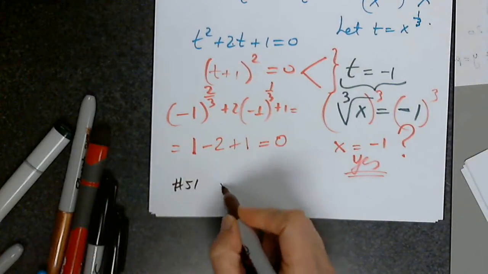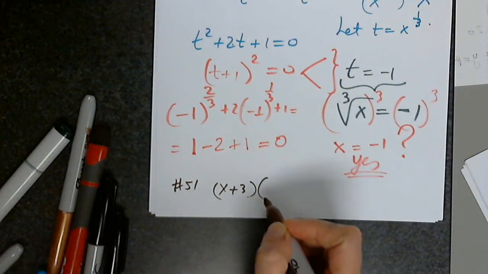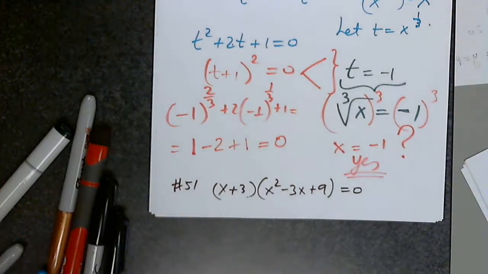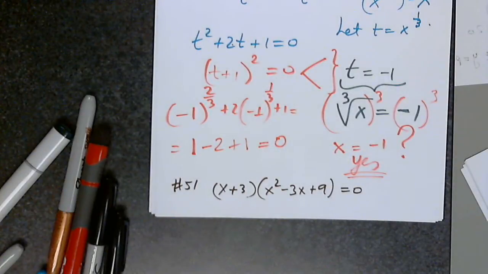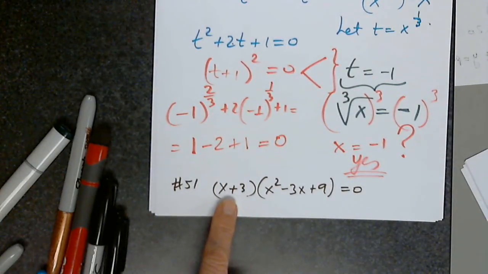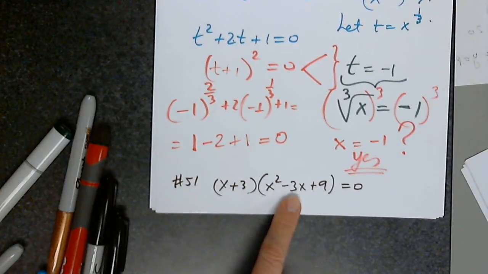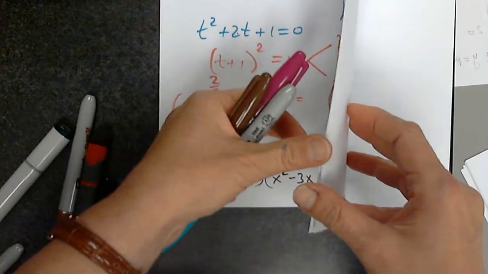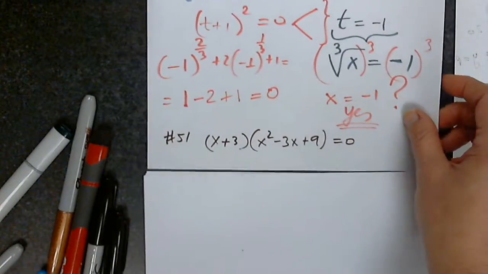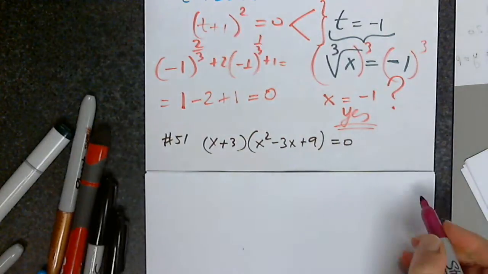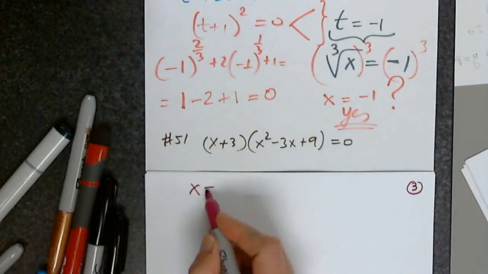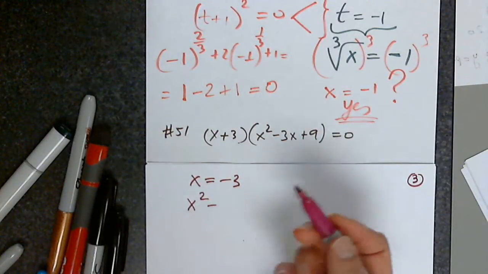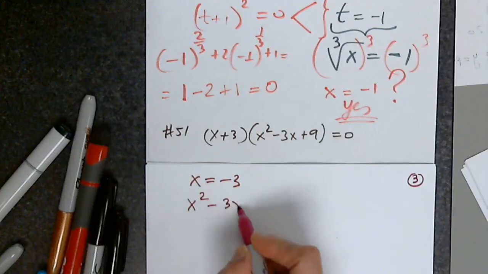So in 51 we have x plus 3 times x squared minus 3x plus 9 equals 0. How many solutions will come from the first factor? Exactly. How many? 1. How many will come from this factor? 2. So how many solutions I have to present? Yes. Even if they're imaginary or not, whatever, I have to come up with 3 solutions. Perfect. So first solution is clear. Correct. The second one I have to work on. The other two, the second or the third.